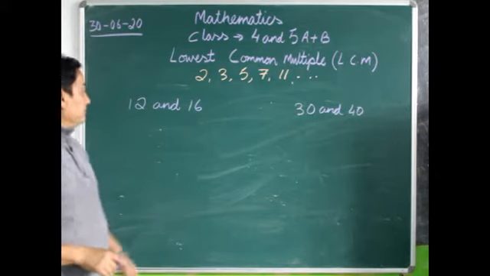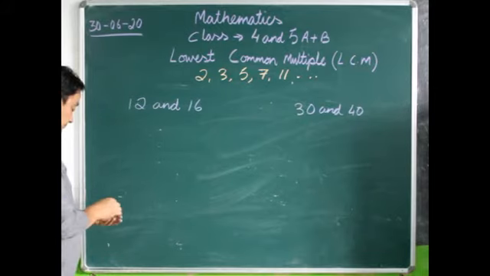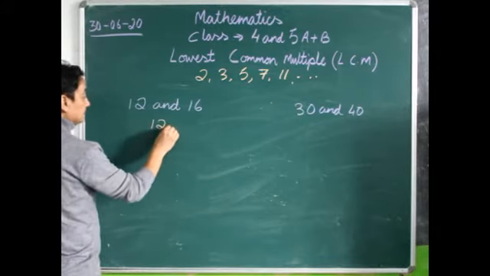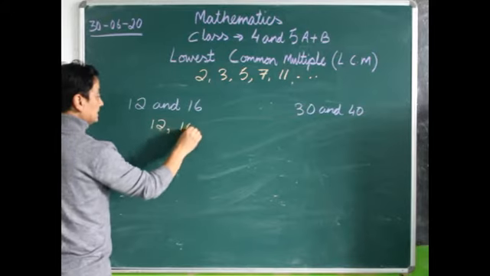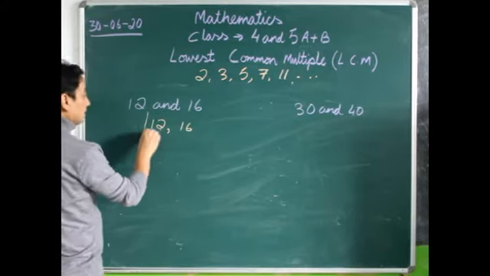Okay? So here are the sums. 2 more sums. Ready? So what should we do? We must write both the numbers in one line. 12 and 16. Put a comma separating those numbers.